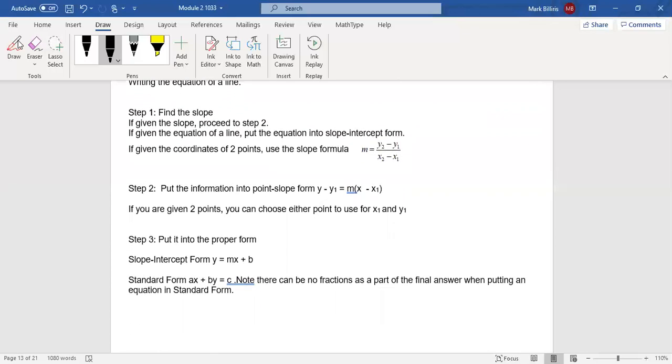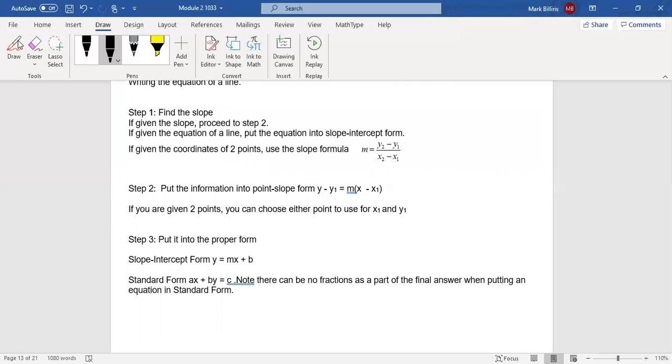Okay, if you're given 2 points, you can choose either point to represent x sub 1 and y sub 1. And again, you'll see these in some of the examples coming up. Then you'll put it into the proper form. Usually if they don't ask, they want you to put it in slope-intercept form. So they want your answer in y equals mx plus b form.